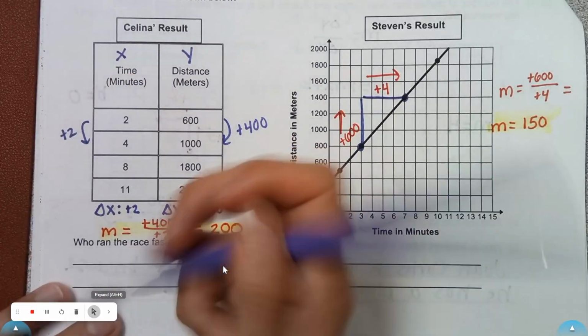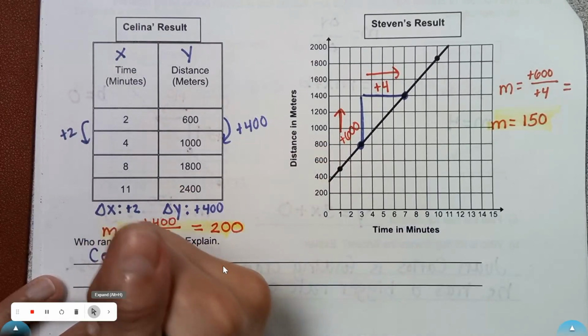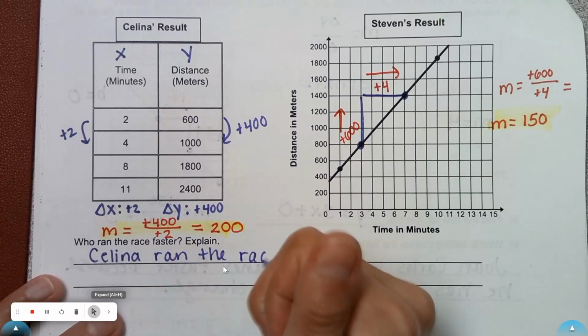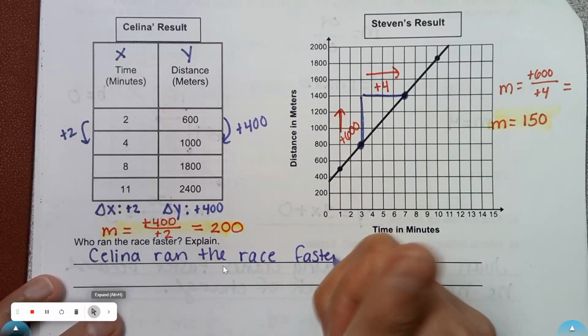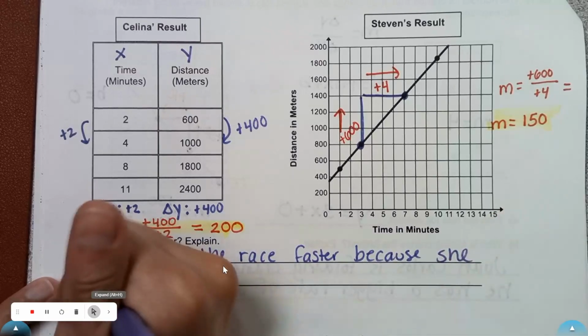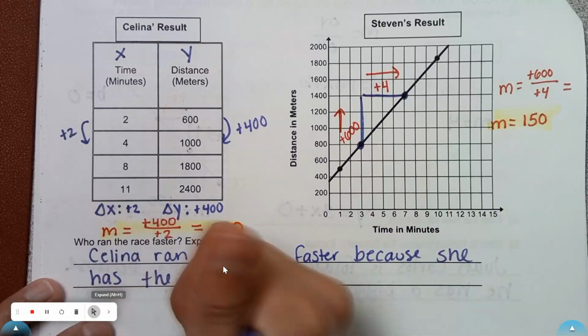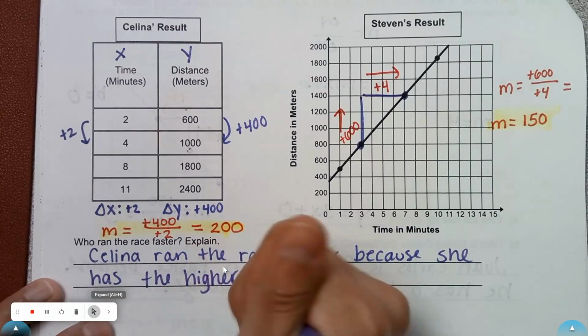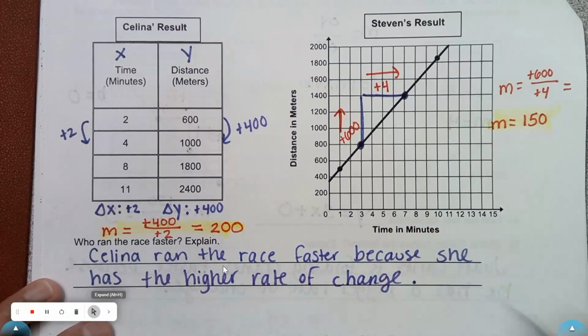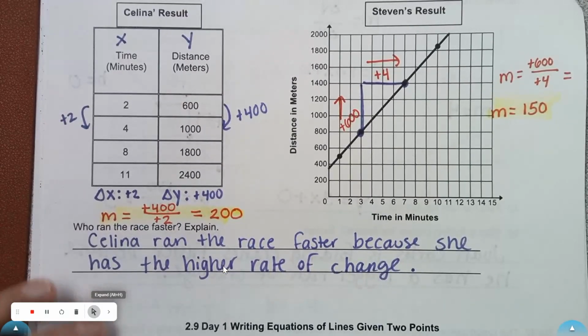So when I write my sentence, I'm going to say Selena ran the race faster because she has the higher rate of change. So you're always comparing the slopes or you're comparing the steepness of the lines.